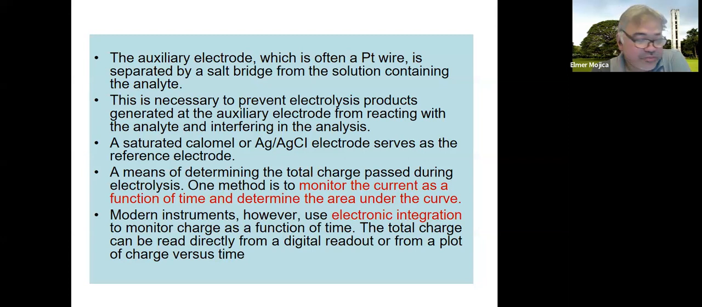A means of determining the total charge passed during electrolysis is where you have that integration. Usually the one in charge there is the so-called integrator. One method is to monitor the current as a function of time and determine the area under the curve.